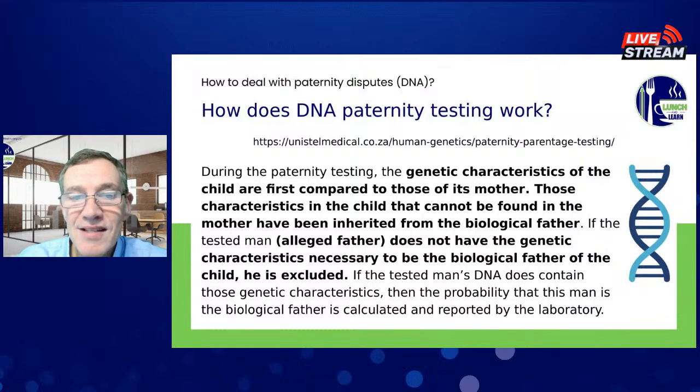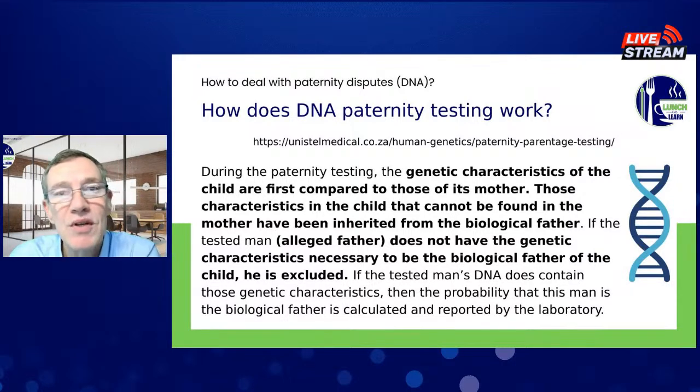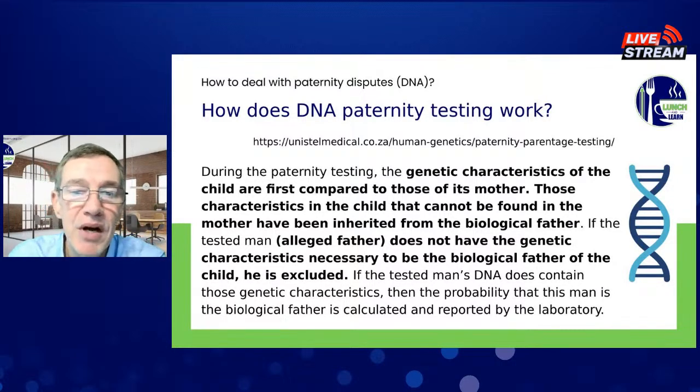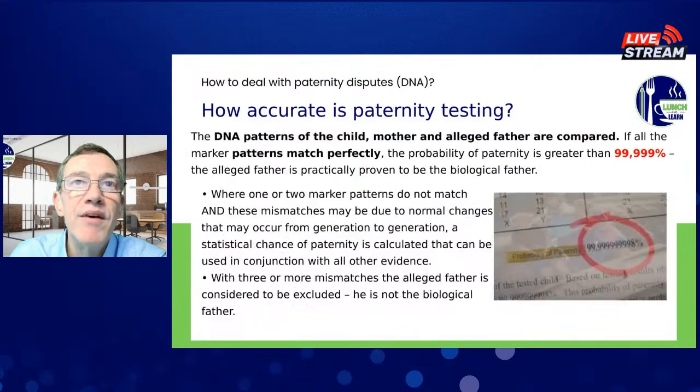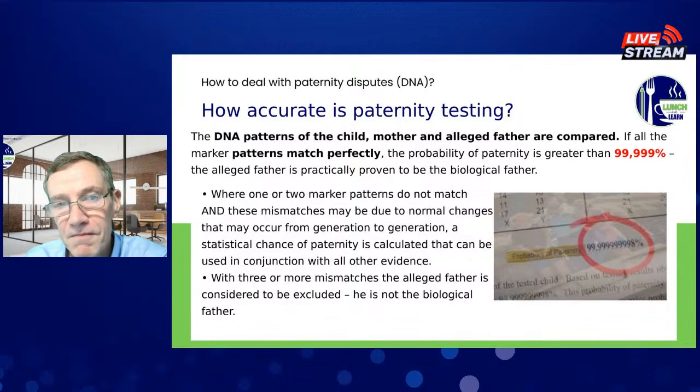And if the tested man's DNA does then contain those specific genetic characteristics, or the blueprint of DNA, then the probability is that the person tested is the biological father. And then the laboratory would obviously give a report to that effect. So how accurate are these DNA tests?